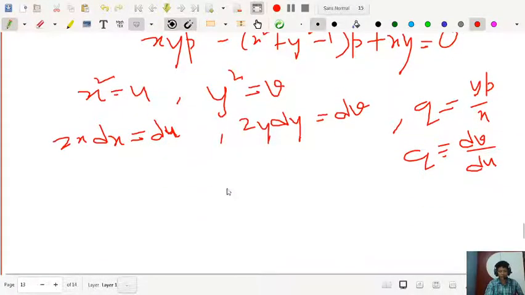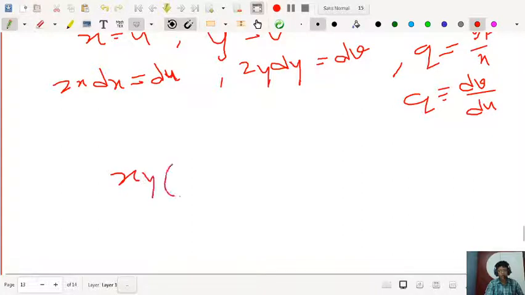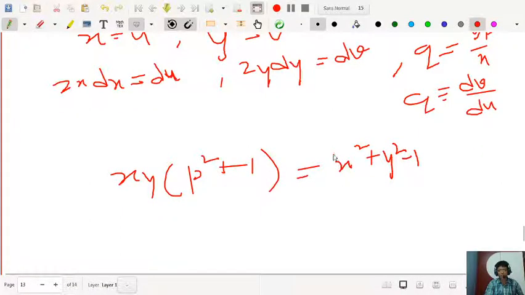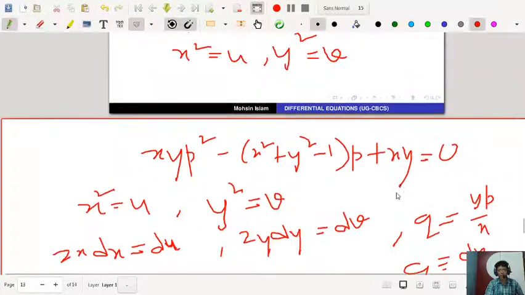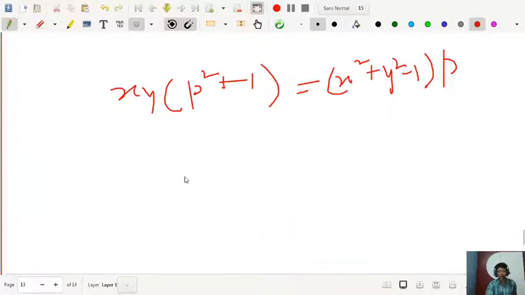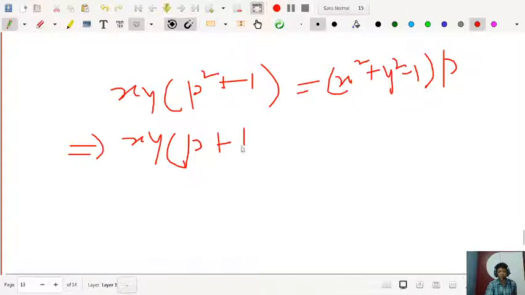Now this equation can be written as xy into p square plus 1 equal to x square plus y square minus 1 into p. That is the given equation. You can take xy common from these two terms, and you can divide by p. It will be xy into p plus 1 by p, right, equal to x square plus y square minus 1, and p not equal to 0 in this case.